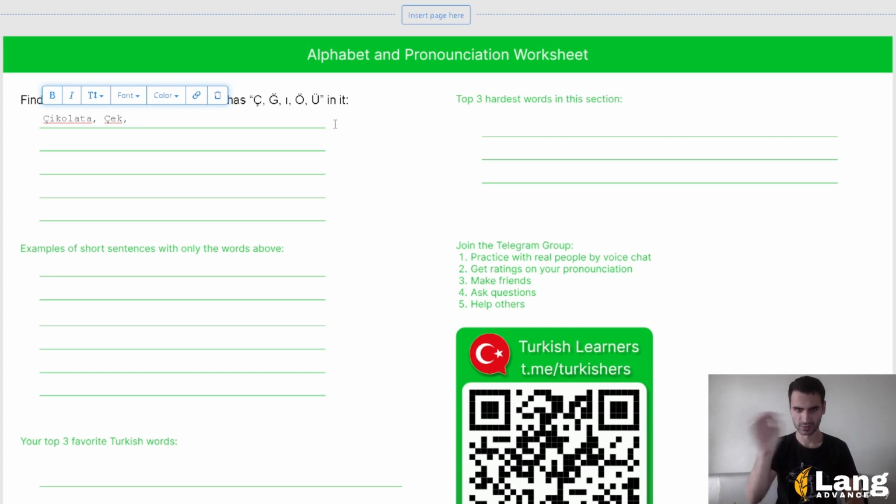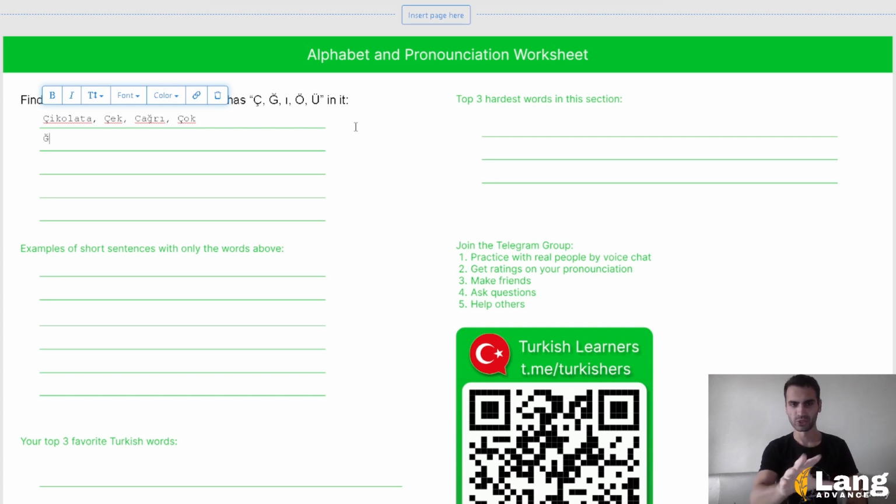And also this check. You can write this one. Çağrı. The call. Call. Çok. Many and much. Both of them is çok in Turkish. You will see it along the course many times, so everything is gonna be alright.